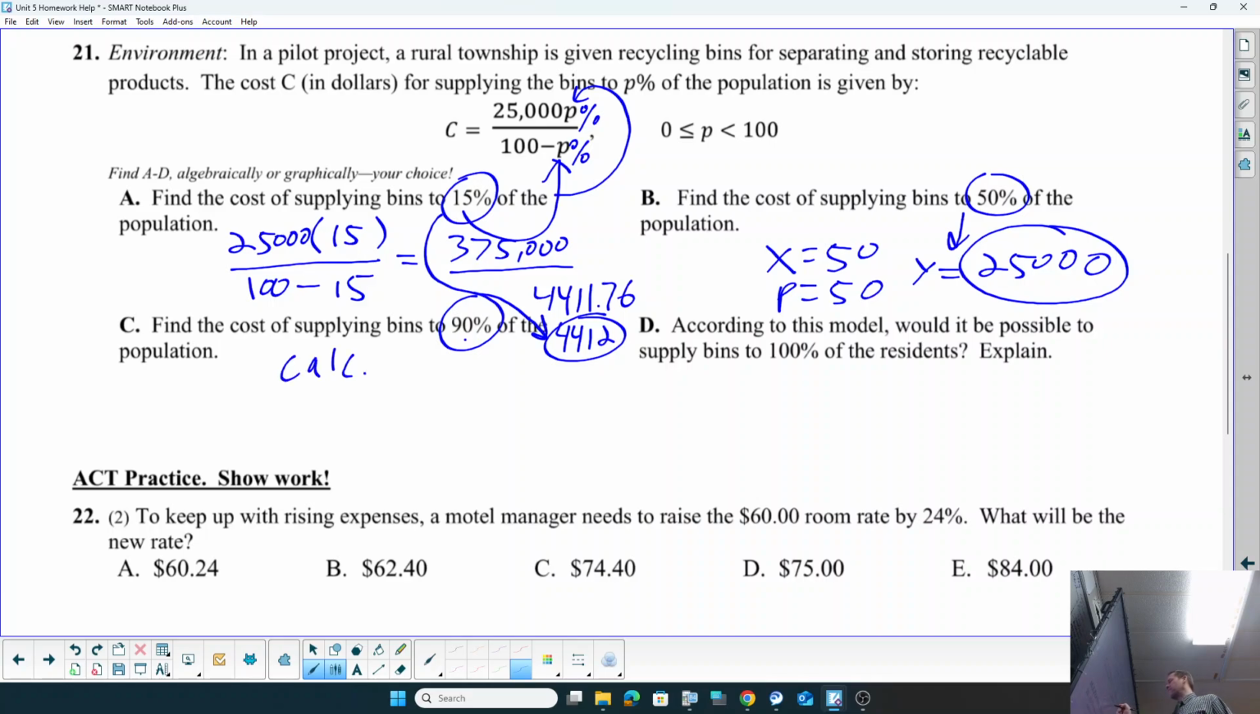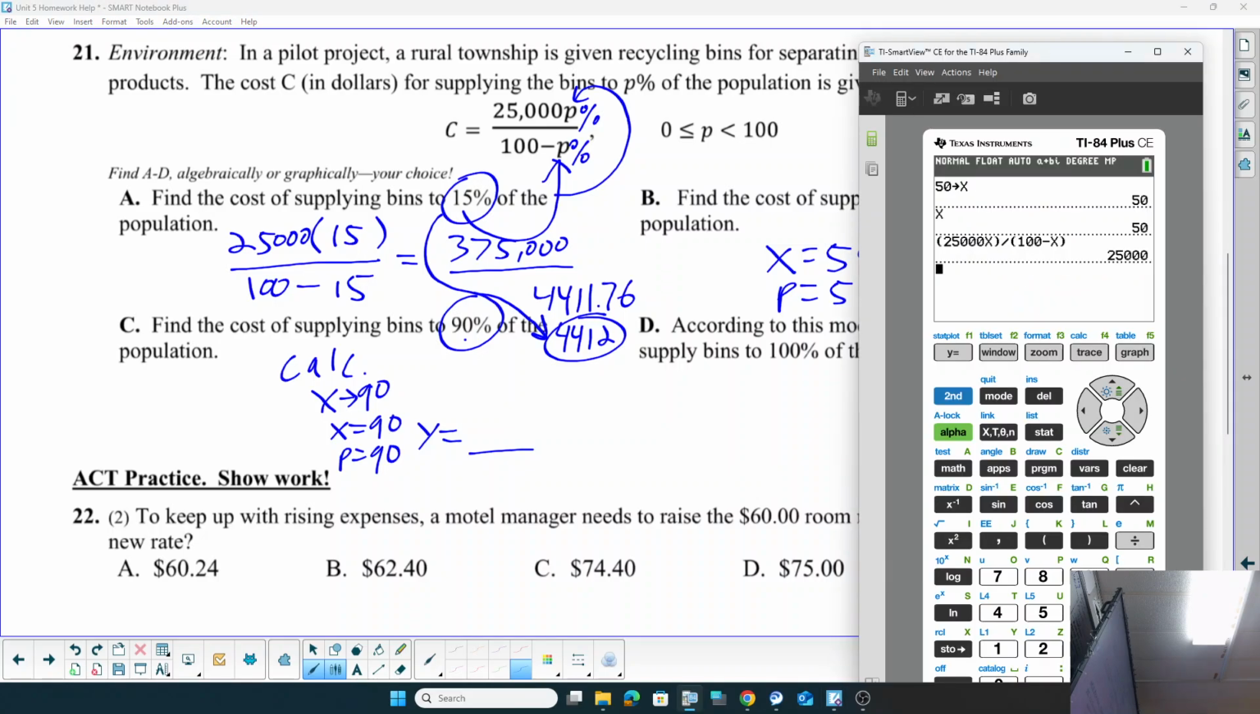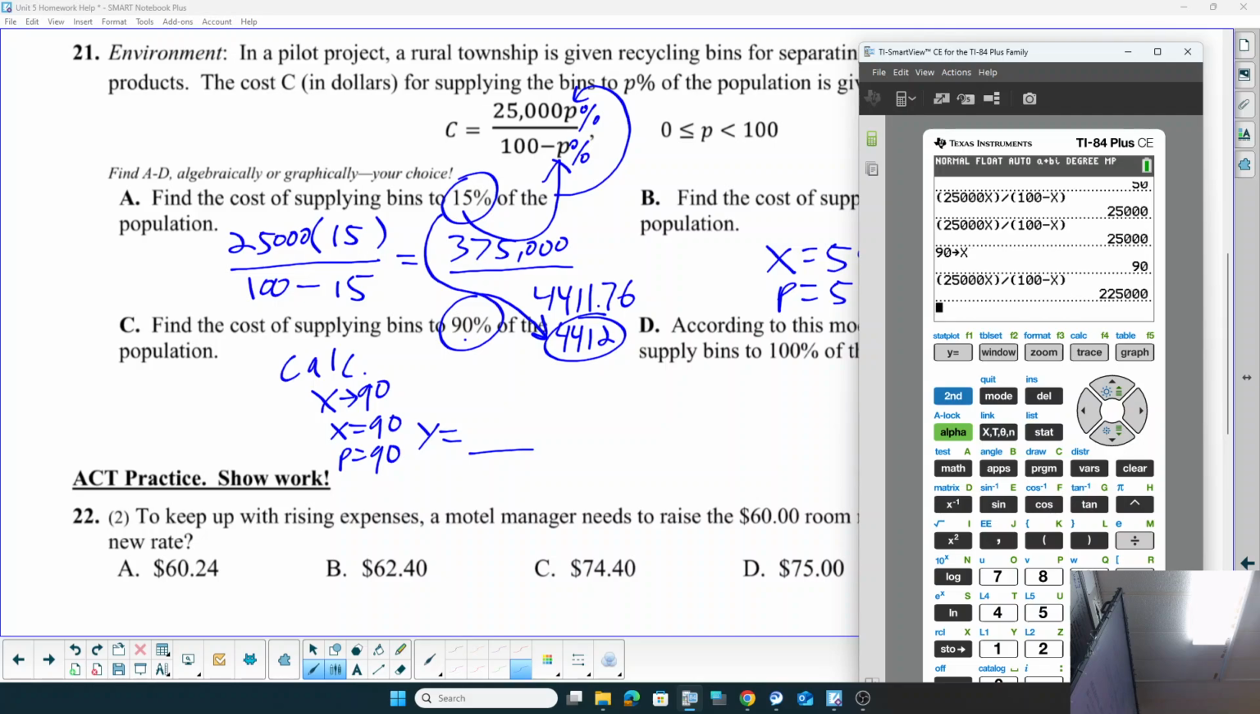90%, use our calculator. And so using our calculator, we're going to say that x is going to be 90 now. So when x equals 90, or p equals 90, either way, we're going to say y equals, here we go. So here's the magic. We're going to go second, enter, and, oh no, I forgot to do the 90. So 90 store into x, good. And now when we go second enter, it's going to bring up the last thing that we did. And that's going to give us our answer.